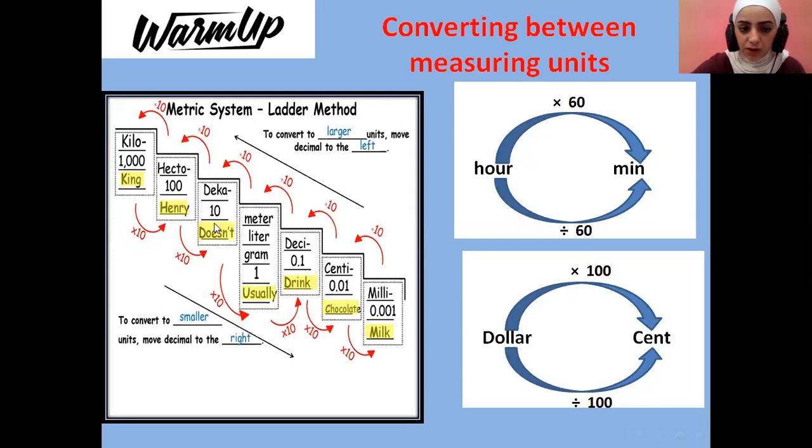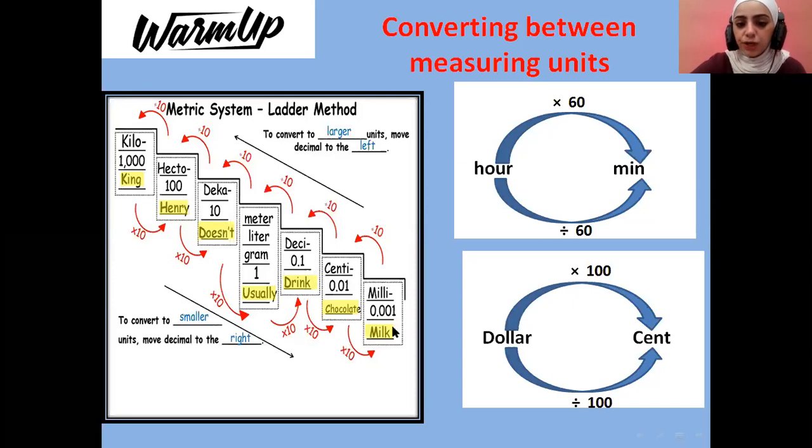How many steps are skipped? We're going from kilometer to meter. You jump 1, 2, 3 steps down. So 10 times 10 times 10, which is 1,000. So from kilometer to meter, you multiply by 1,000. From meter to decimeter times 10. Decimeter to centimeter times 10. Every step means times 10.